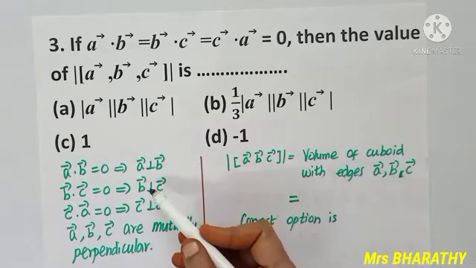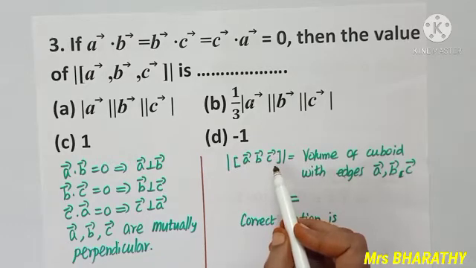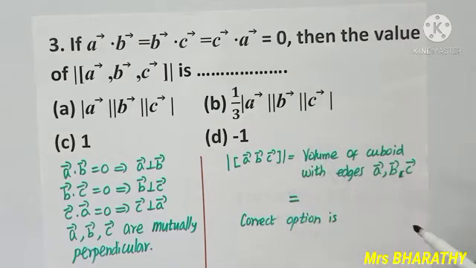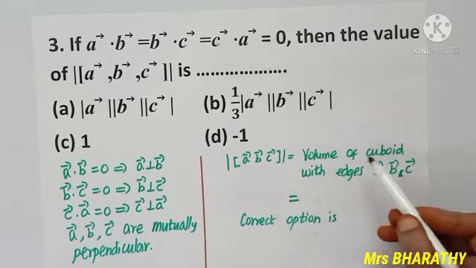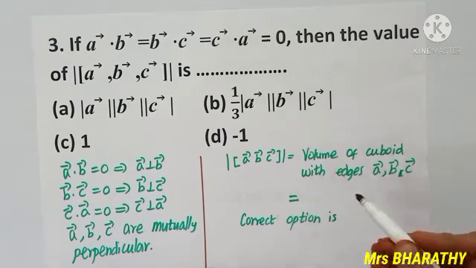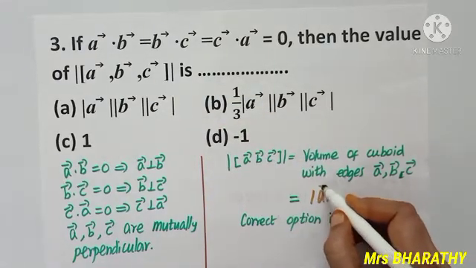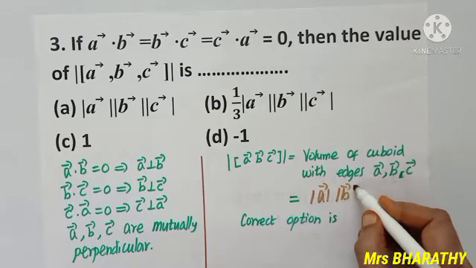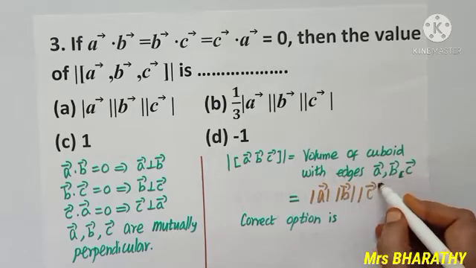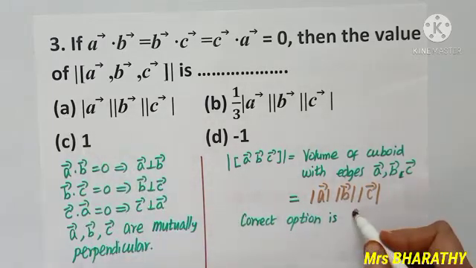When they are mutually perpendicular, box ABC, which is the volume of a parallelepiped, now becomes the volume of a cuboid because they are mutually perpendicular. So, what is the volume of a cuboid? It is length into breadth into height. The length I will say mod A, the breadth I will say mod B, and the height I will say mod C. So, the correct option is A.